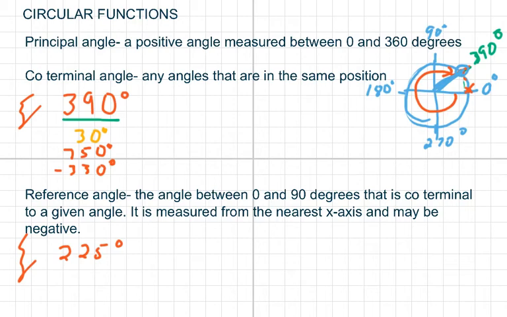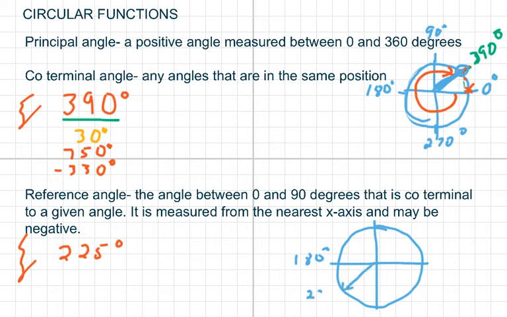So let's look at 225 degrees on the unit circle. There's our unit circle. This is 180 degrees right here, so 225 would be down here. The reference angle is just the angle between 0 and 90 measured from the nearest x-axis. Our x-axis runs left and right. How big is the angle from the nearest x-axis to that 225? Because it's going positively from the x-axis, that's 45 degrees. That's your reference angle for 225 degrees.